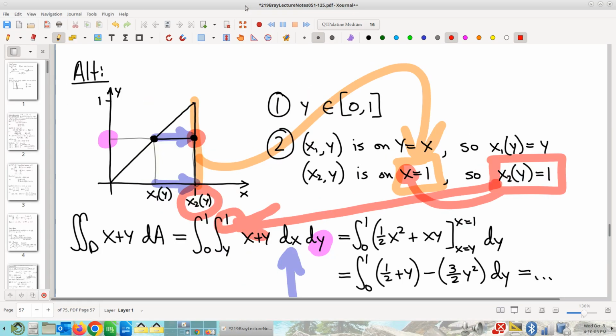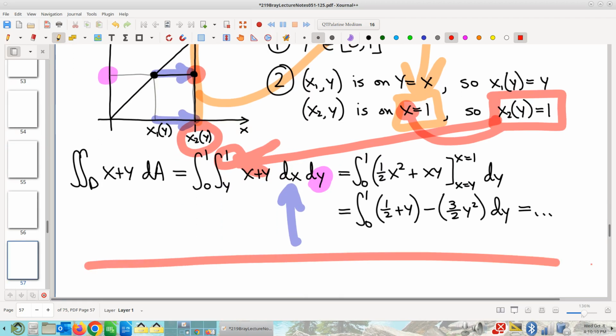All right. I'm out of time anyway. Perfect stopping point. We will see some more examples and start addressing the question of how to make good decisions about which way to slice next time.